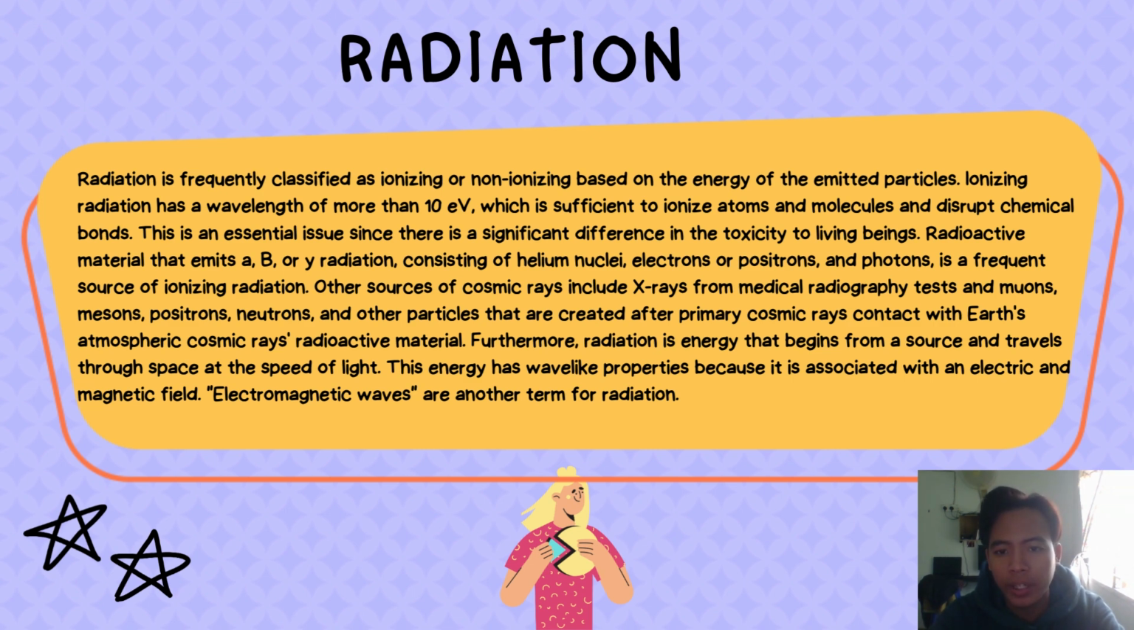Radioactive material that emits alpha, beta, or gamma radiation, consisting of a helium nucleus, electron or positron, and photon, is a frequent source of ionizing radiation. Other sources include X-rays from medical radiography tests and muons, mesons, positrons, neutrons, and other particles that are created after primary cosmic ray contact with Earth's atmosphere, cosmic rays, and radioactive material.